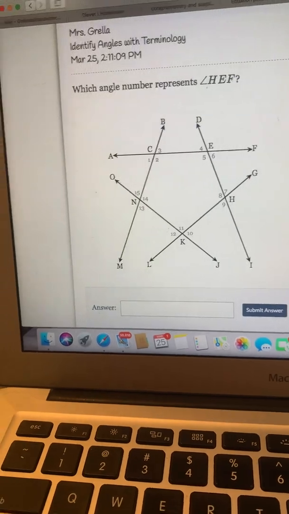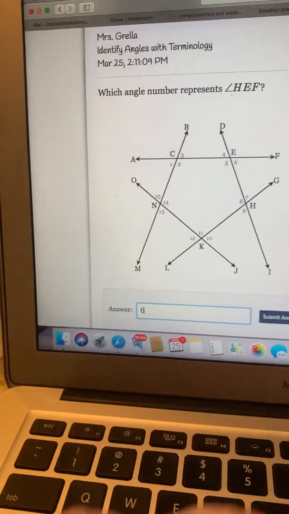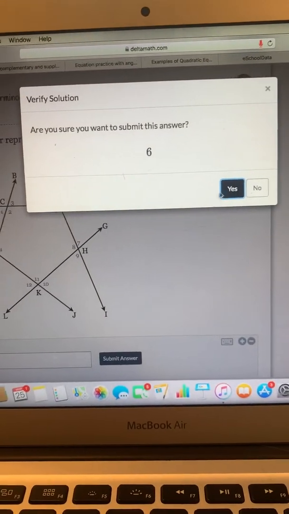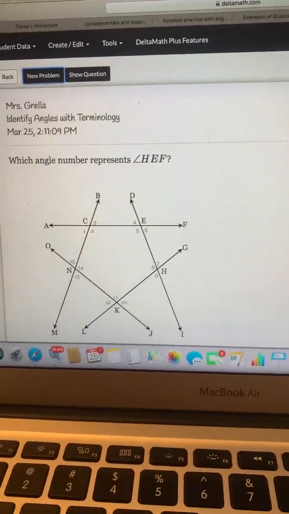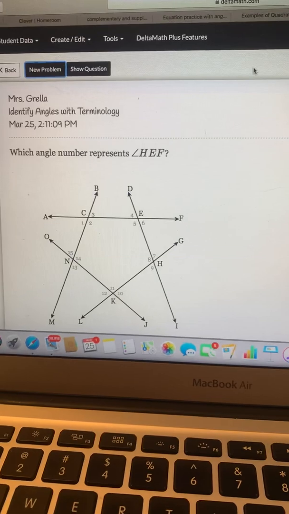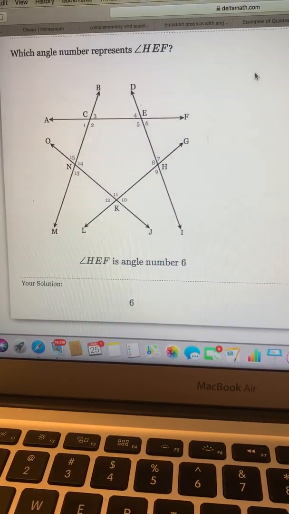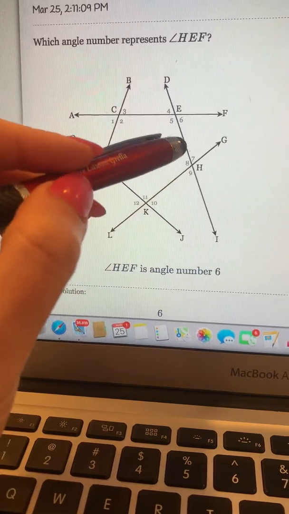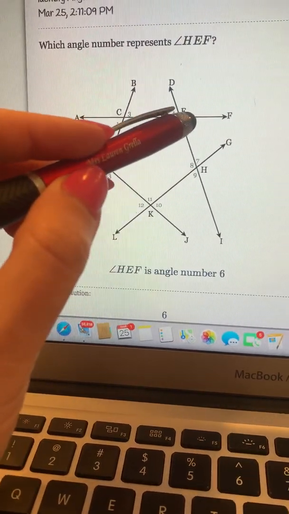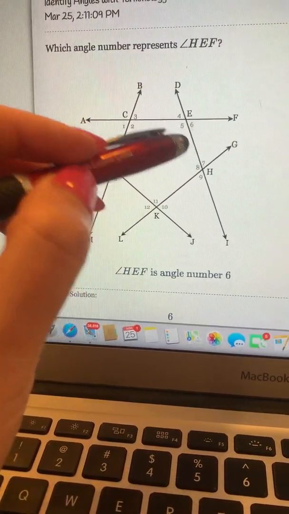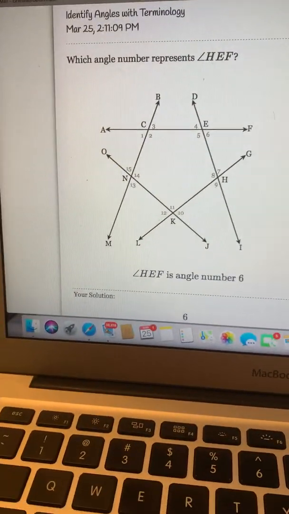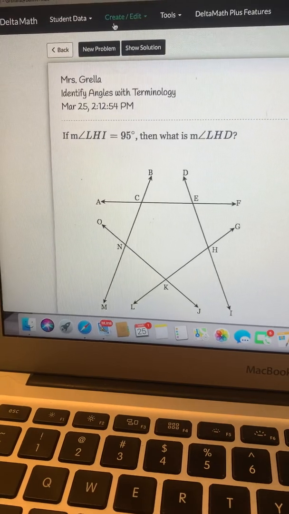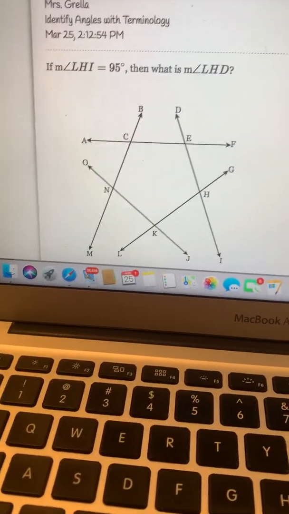All right, so I'm going to submit that as my angle number. I'm sure I want to submit it. And that's correct. It doesn't really give me any more explanation on that. You just have to trace from H to E to F, and the space between would be the angle. This is a question they can ask you. They can ask other types of questions like this one.